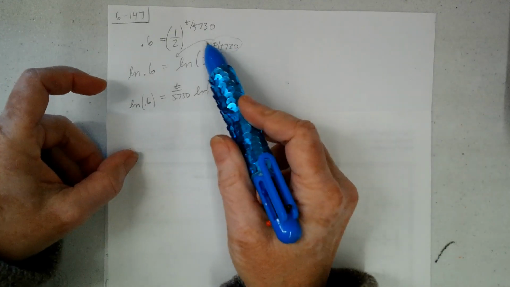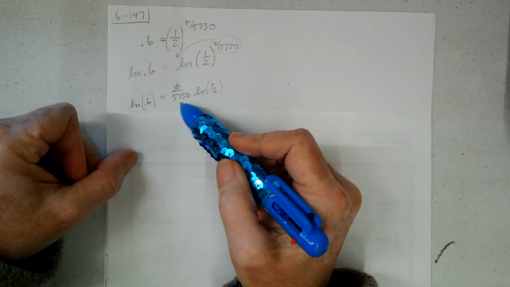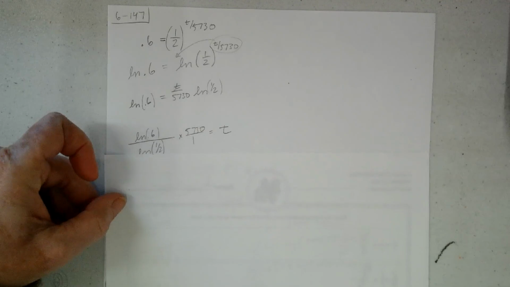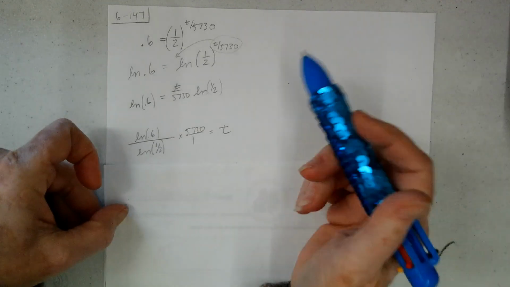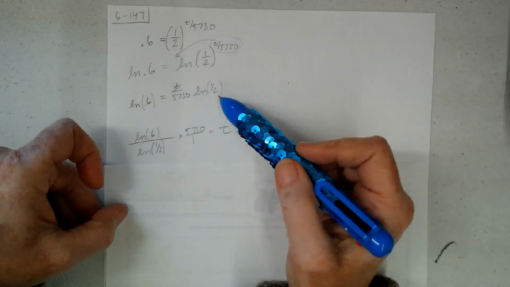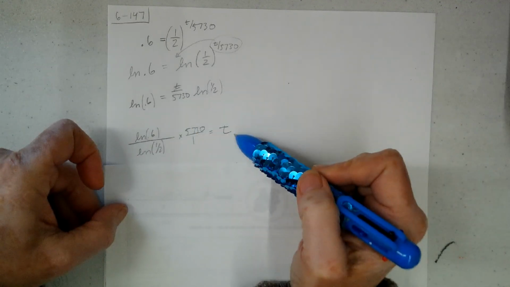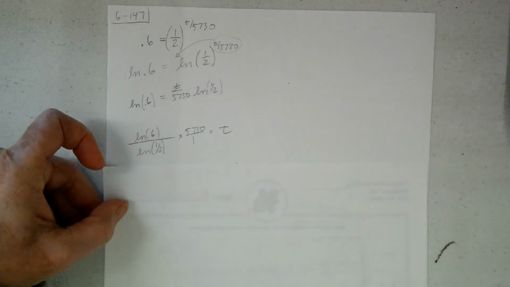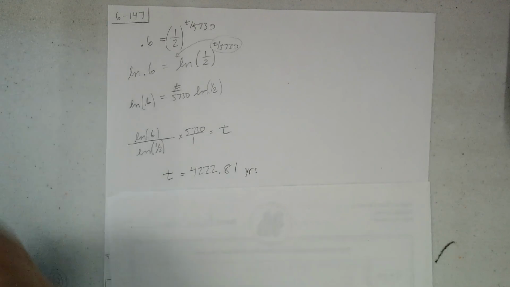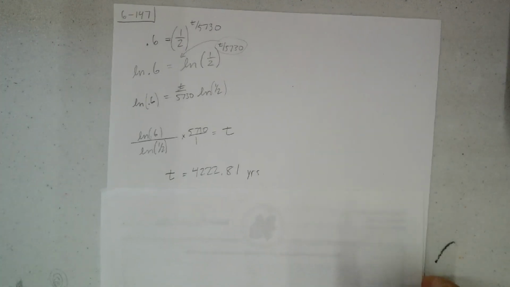And then I'm just showing that this came down out front. And then we're just going to solve for t. So I think I divided both sides by ln of a half. And then I also multiplied by 5,730 so I can get the t by itself. Then all I did is I plugged that into my calculator, and I got t is 4,022 years-ish.